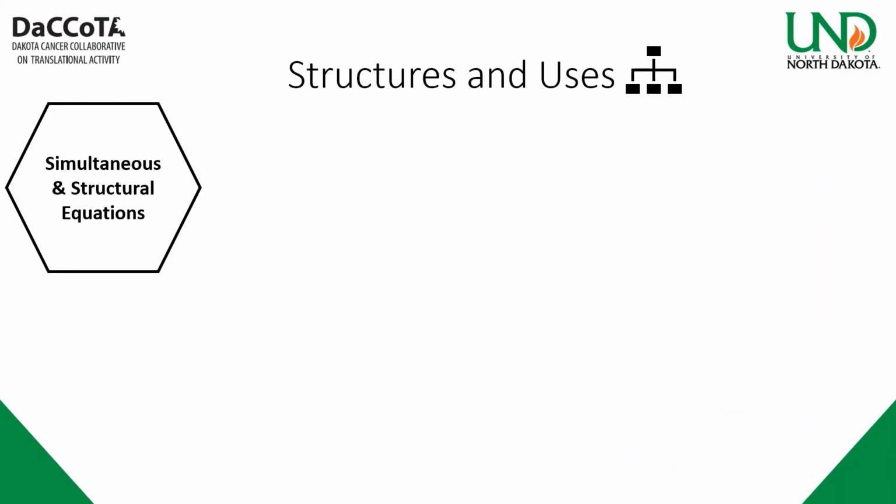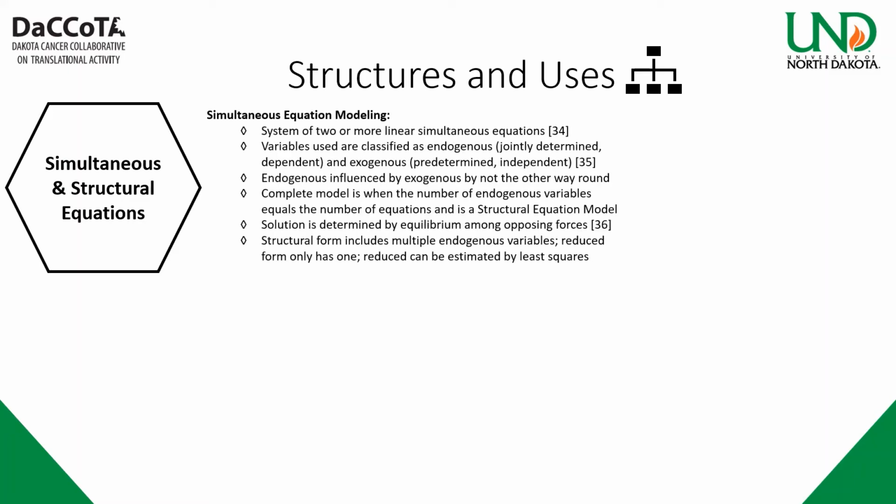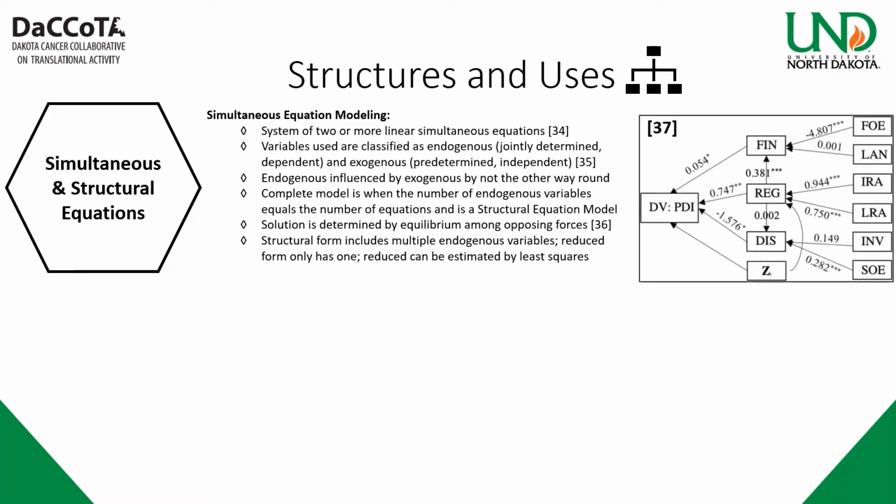Okay, we're going to take a stab now at simultaneous and structural equations. I put them together because they're related. So simultaneous equation modeling, there's a lot going on here, but it's really just a system of 2 or more linear simultaneous equations. And they have specific terminology like endogenous and exogenous. We don't really need to go into that. But essentially, exogenous are their version of independent variables, while endogenous is dependent. So therefore, endogenous are influenced by exogenous and not the other way around.